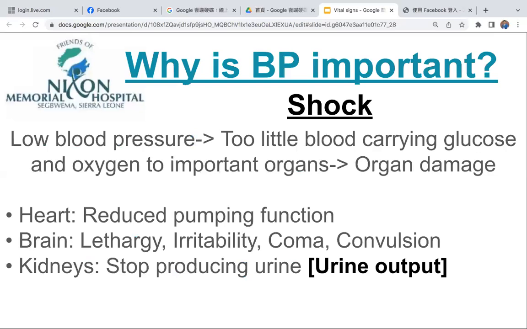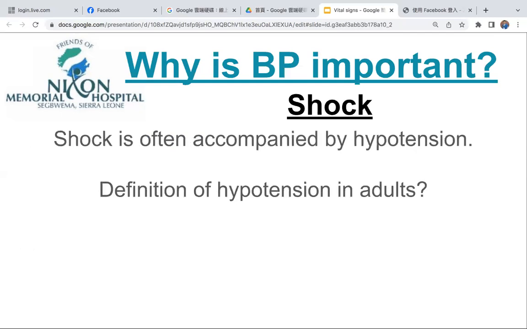So for the heart, it will reduce the heart pumping and contraction function. For the brain, the patient will present with lethargy, irritability, coma, and convulsion. And for the kidneys, they will stop releasing urine, so the urine output will decrease. So when the patient is in shock, you will see that the urine is less. And then shock is often accompanied by hypotension, which is low blood pressure.